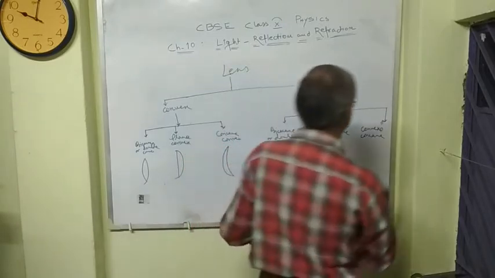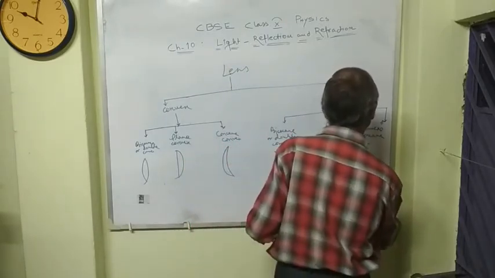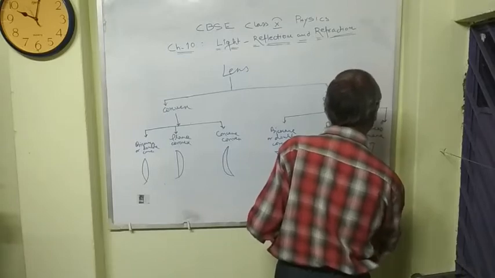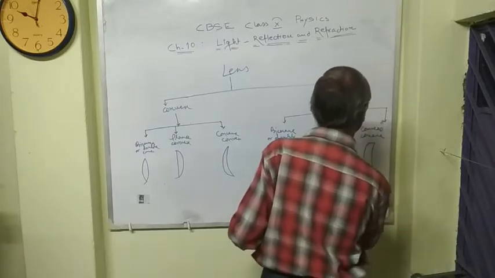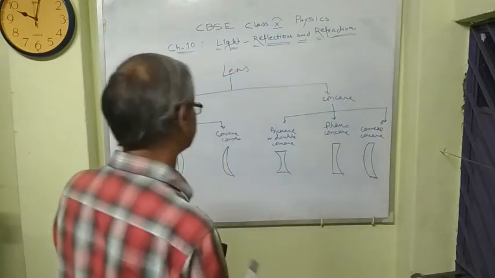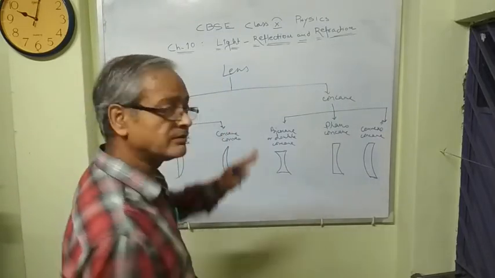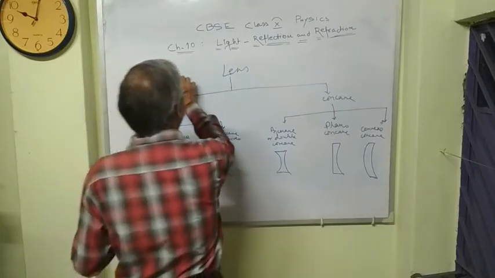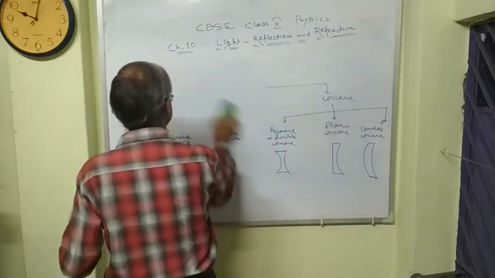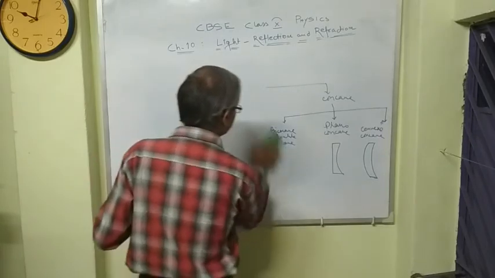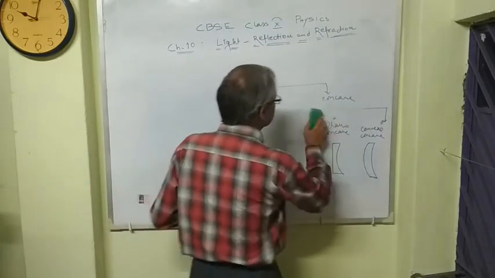And convexo-concave, that is, this is a concavo-convex, right? Note down in your exercise book. Now, we know some terms about lens, both concave and convex lens, right?